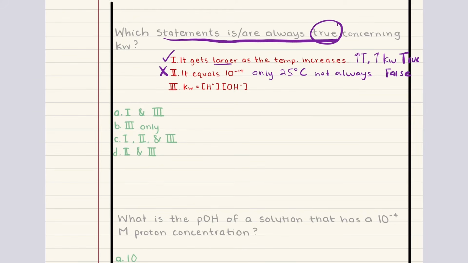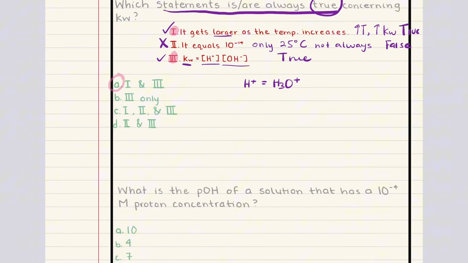Statement 3 states that Kw equals the concentration of hydrogen ions multiplied by the concentration of hydroxide ions. That is the definition of the water dissociation constant and is therefore always true. And remember that when we say hydrogen ion in water, we really mean hydronium ion, but we use those interchangeably in acid-base chemistry. So putting all of this together, the statements that are always true are 1 and 3, making the correct answer for this first problem answer choice A.